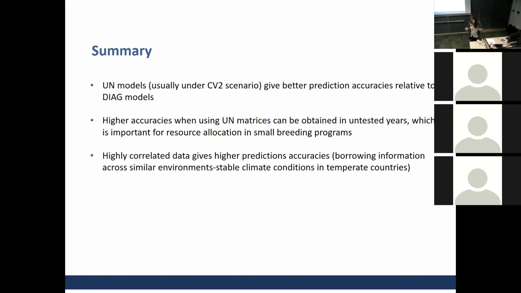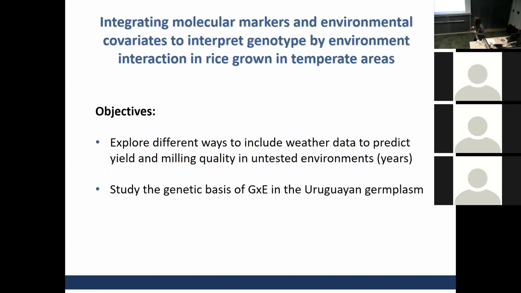And this basically responds to the stable weather conditions in Uruguay, where there are no major weather events. I mean, weather is stable, there's still variation, but there's no big variation, right? So using models that account for G/E and that account for correlations between environments can be beneficial to predict these traits.